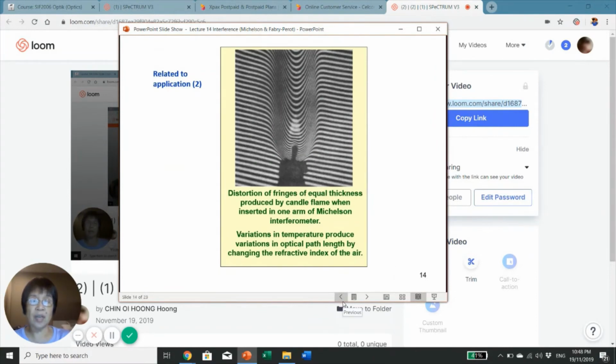Here is application 2. Here you can see the fringes of a candle flame. Because the density is different, the refractive index will be different, and you can see a distorted fringe pattern here.